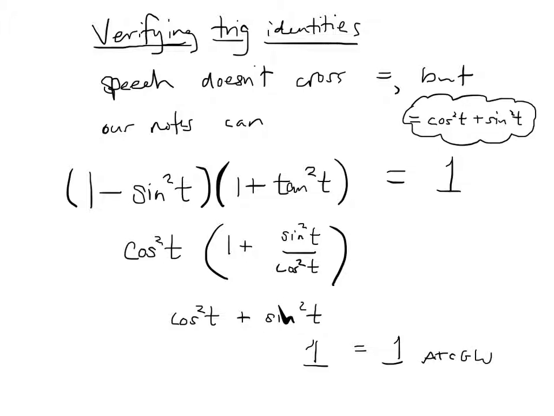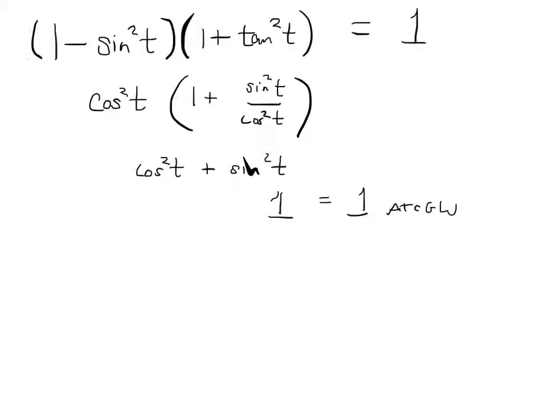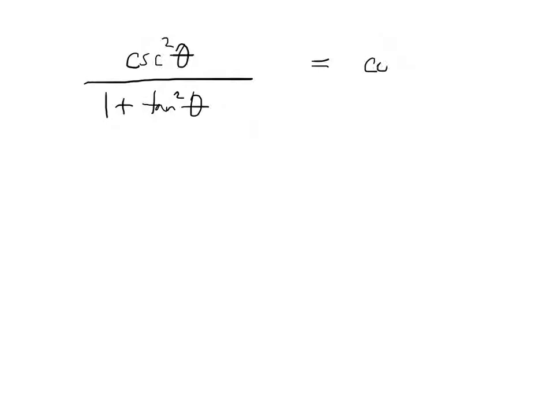Okay, next one on the list. I'm just going straight down the homework. They want us to show that cosecant squared over 1 plus tangent squared equals cotangent squared.